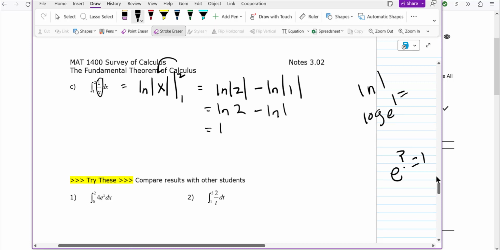So what you end up getting is ln 2 minus 0. And again, this is the exact answer right there. ln 2 is the exact answer. You don't need to convert that to a decimal or anything.